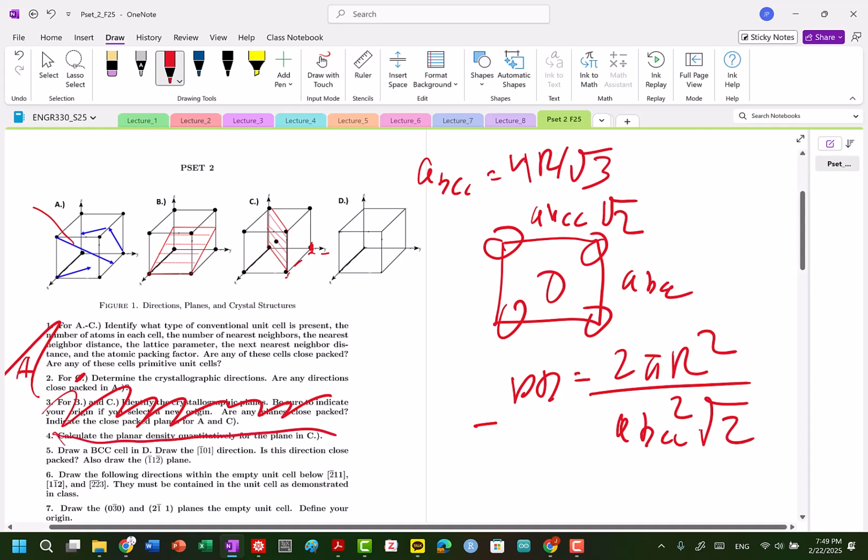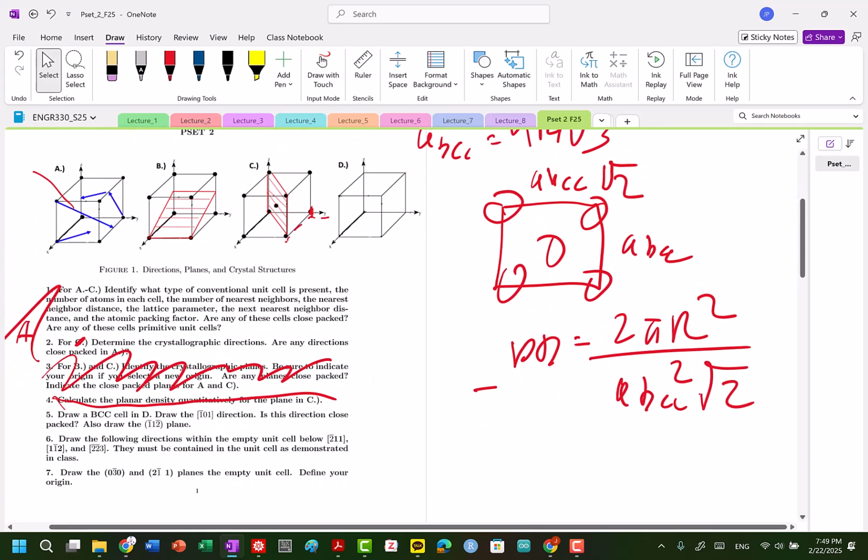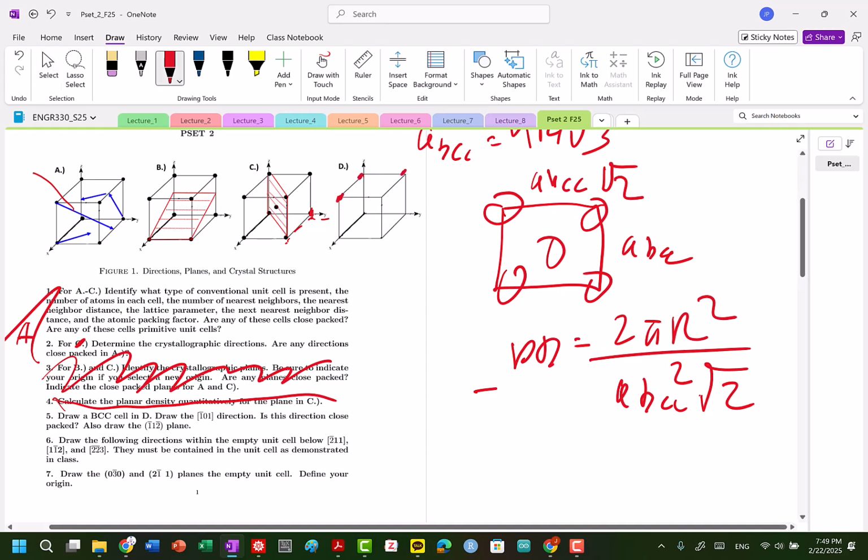All right. Let's see. Draw BCC here. Draw this direction. So, finish minus start. So it needs to be -1. So start, finish. Here's my start. My finish is going to be 0, 1, 1. So it's going to be like this. Beautiful.